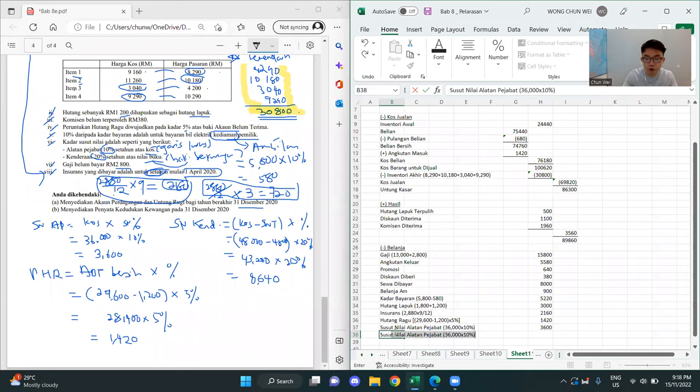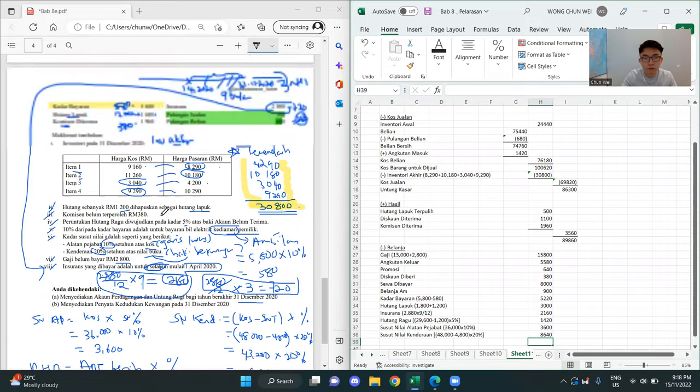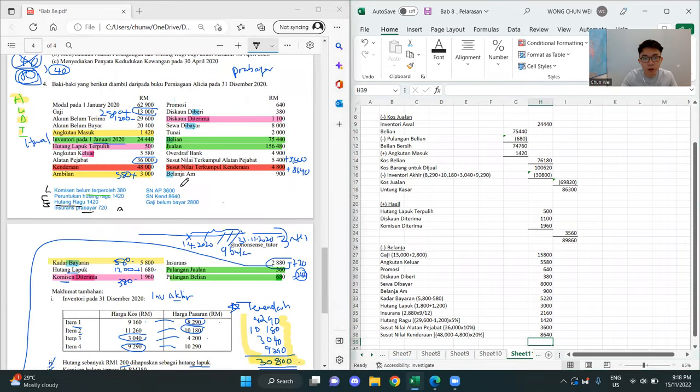And then for your susut nilai kenderaan, we are using the 48,000 cost because this is a kaedah baki berkurangan. I have to minus a susut nilai terkumpul of 4,800. Then only I times 20%. This is all the formula and working. So I get 8,640. So is there anything else that I have to record?